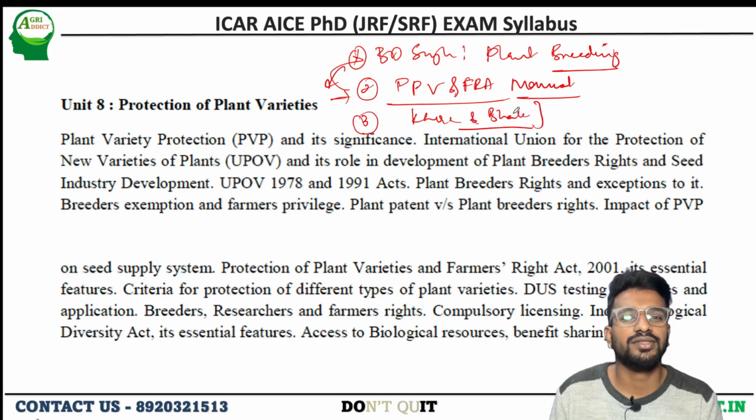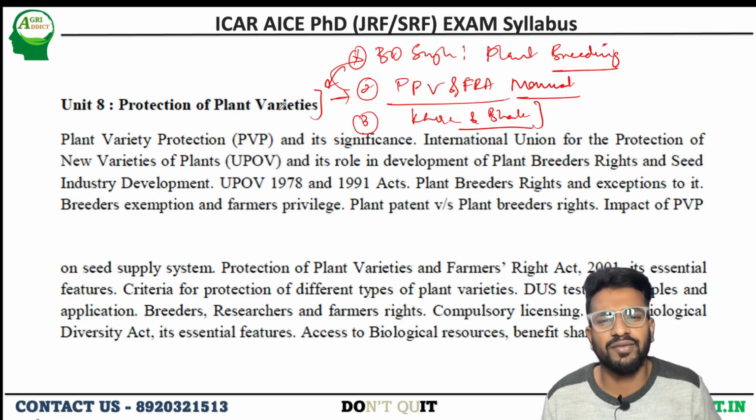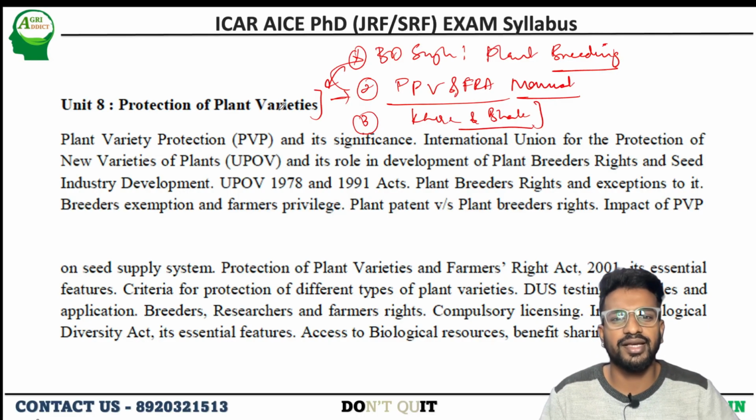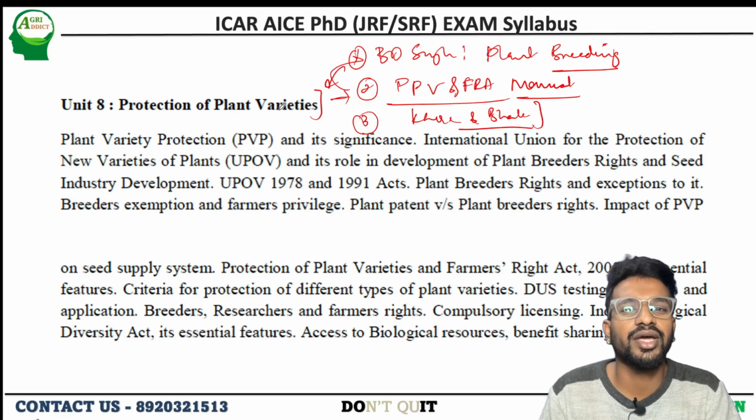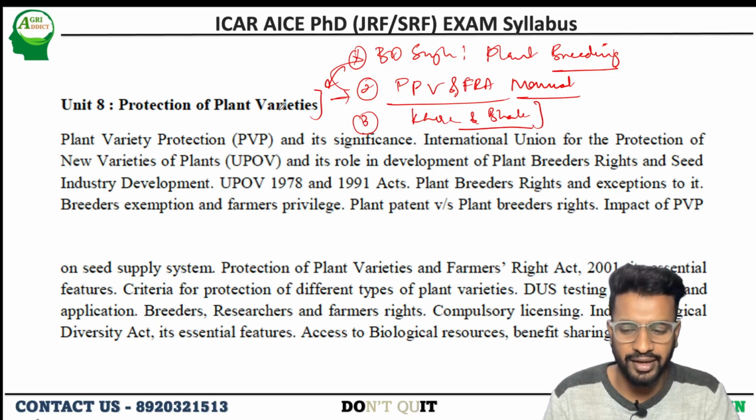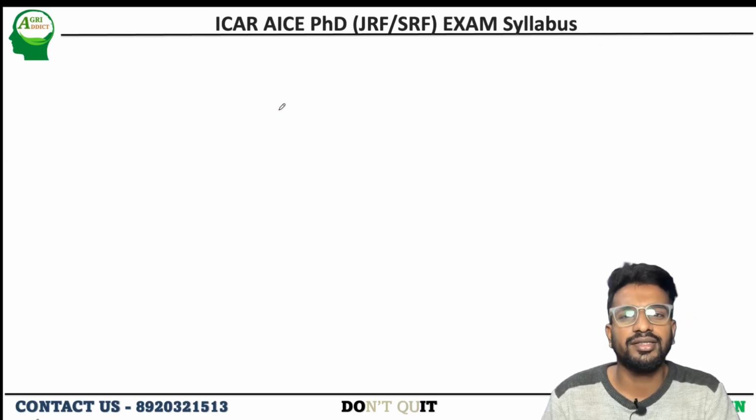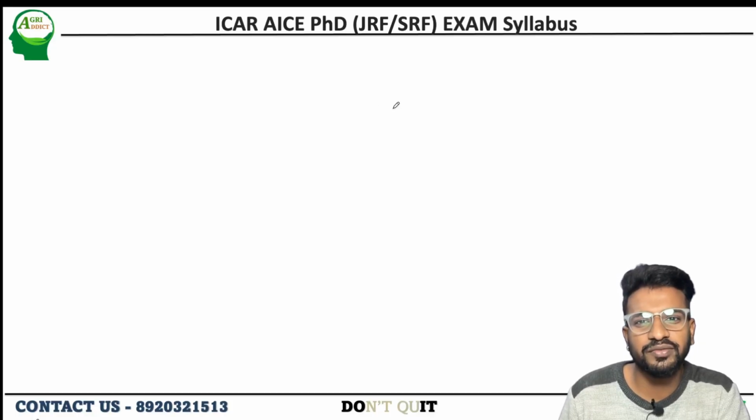That's it. So this is everything for the 8 different units for seed science and technology, and this is almost the same for both the ASRB NET and the ICAR PhD exam. So this is how you can cover the subject entirely. Okay, and this was only for the core subjects which I explained, which was for part C, seed science and technology. But what about part B?